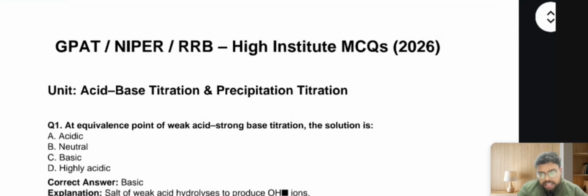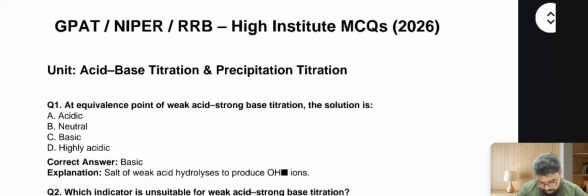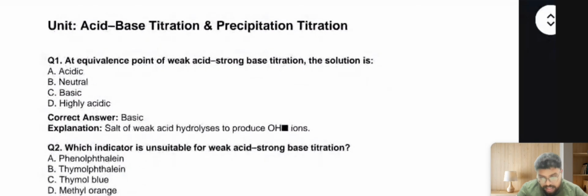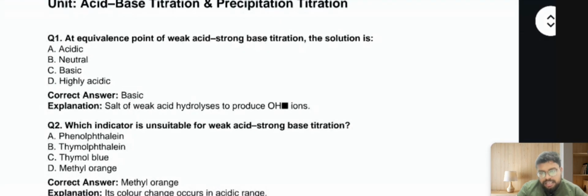Let's see the second question. Which indicator is unsuitable for weak acid strong base titration? Let's see the options: phenolphthalein, thymolphthalein, thymol blue, methyl orange. Let's see which one is the correct answer. The correct answer is methyl orange.